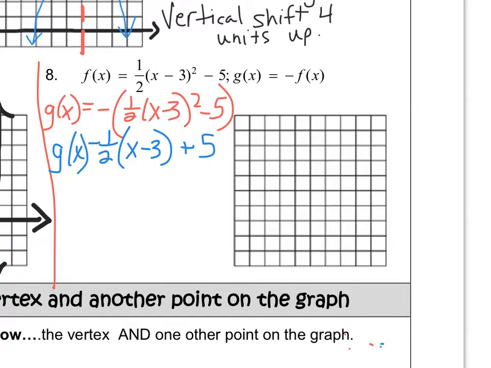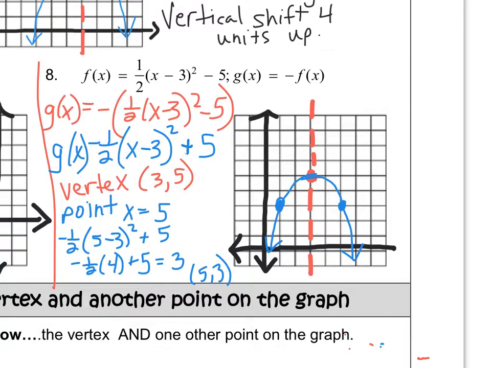Okay, so now that you've got your new function named g, you can go ahead and graph it and find another point and graph it. Pause your video while you're doing this and then check back for the solution.